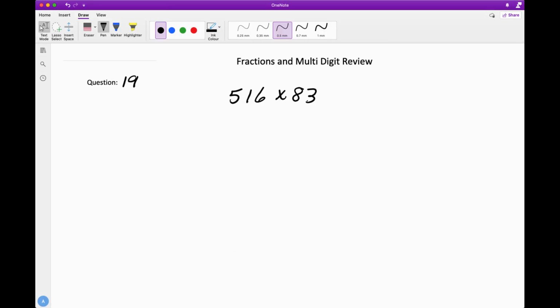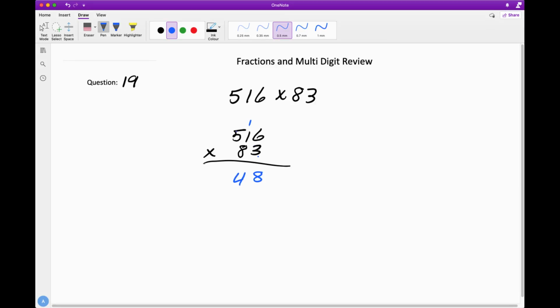All right, we have 516 times 83. So now we're going to multiply, same thing. We start with our 1s. 3 times 6 is 18. So we're putting the 1s down, carrying our 10s. 3 times 1 is 3, plus 1 is 4. So 5 times 3 is 15. I'm going to cross this out because I used it.